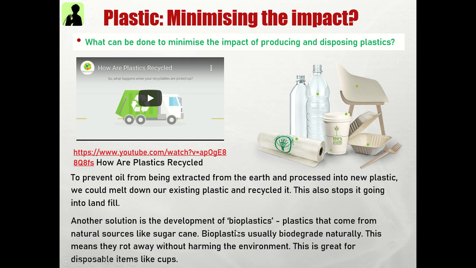Another solution is the development of bioplastics. That's what you see here. These are plastics made from natural sources like sugarcane, and bioplastics usually biodegrade naturally. This means they rot away without harming the environment, which is great for disposable items like cups, forks or bottles, for example. So that can go in landfill, and it doesn't have the same impact as regular plastics.